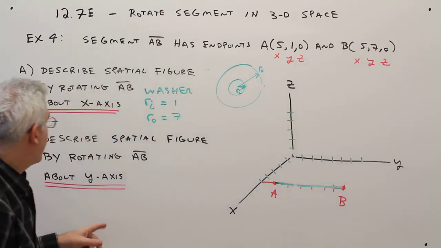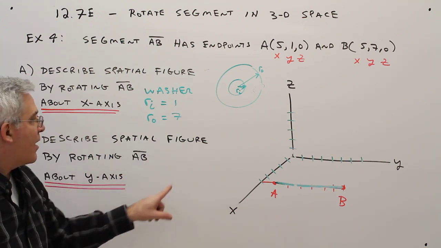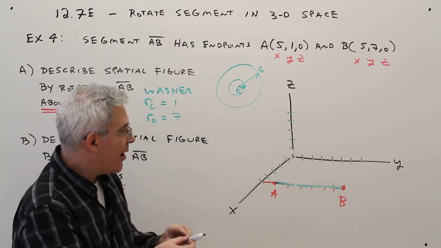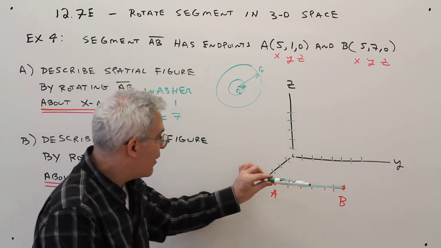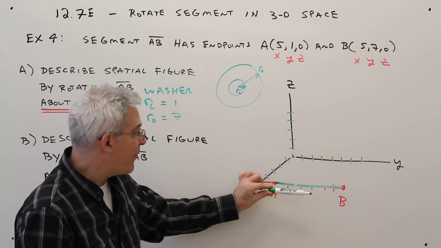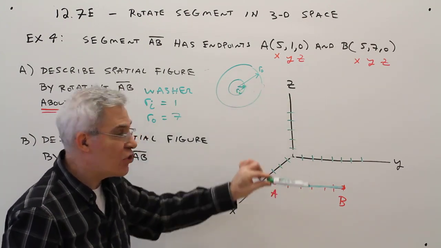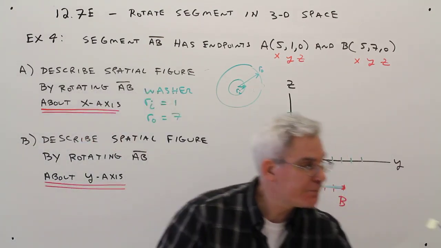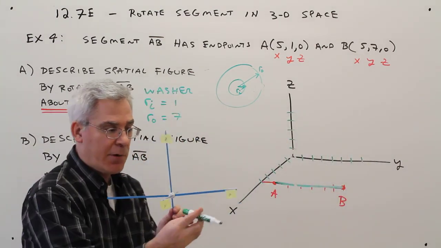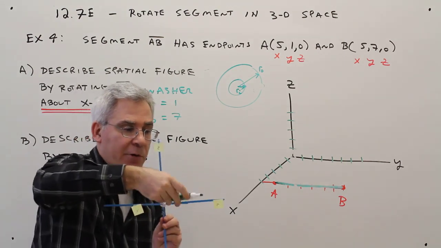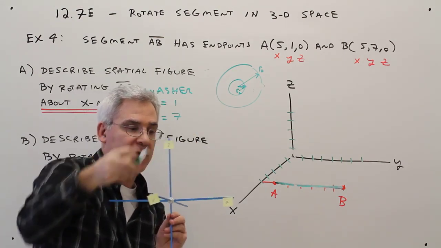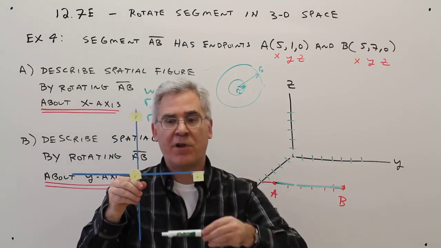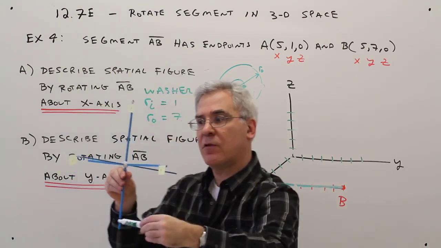Okay, the second part. Rotate AB about the y-axis. So the y-axis is here. This one might be a little bit easier to visualize. So notice I'm 5 units off of the y-axis, and this thing is just rotating around. I'll show you on this model. So again, we were like right here, and all we're doing is rotating about the y-axis. Let's see if I can do it this way for you better. So rotating about the y-axis.